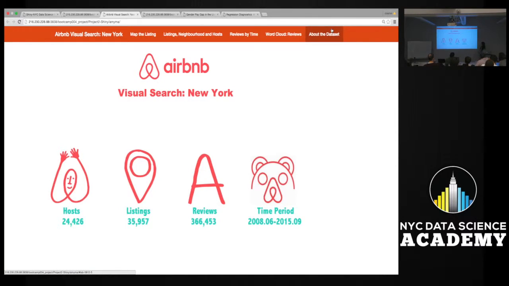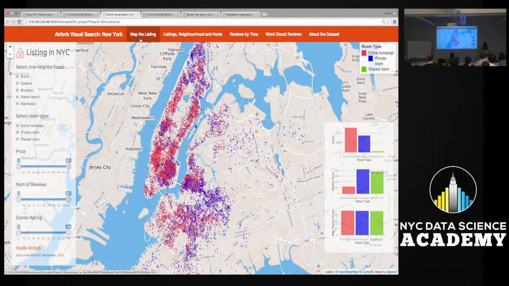So actually my data set has two parts. One is listings, and one is reviews. And the time period is basically just 2008 to 2015. To explore the two parts of the data, first of all, I mapped the listings so that you can get a visualization of the listings in New York City.